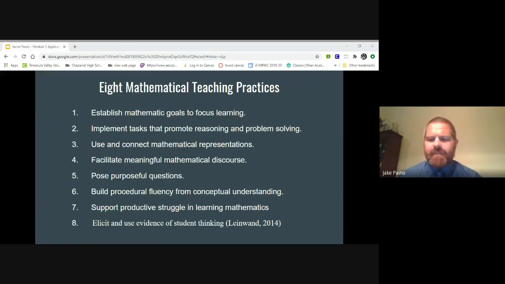These 8 mathematical teaching practices are: establish mathematics goals to focus learning, implement tasks that promote reasoning and problem solving, use and connect mathematical representations, facilitate meaningful mathematical discourse, pose purposeful questions, build procedural fluency from conceptual understanding, support productive struggle in learning mathematics, and elicit and use evidence of student thinking.